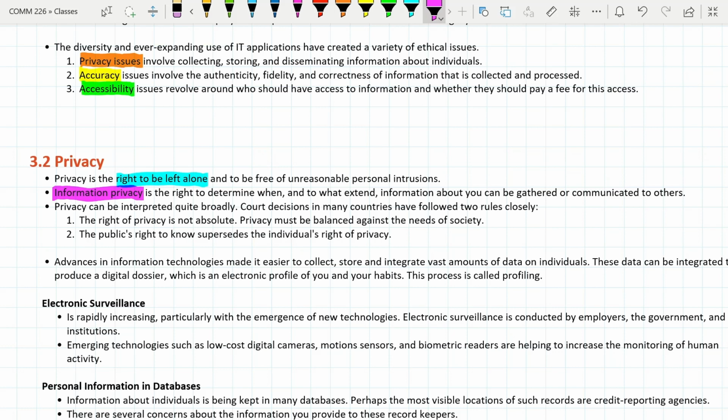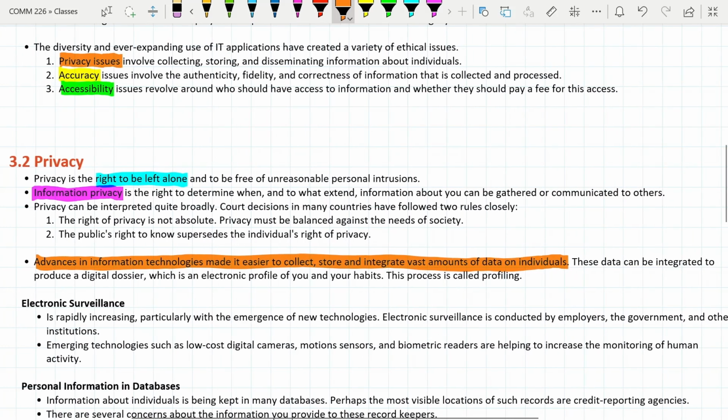Advances in information technologies have made it easier to collect, store, and integrate vast amounts of data on individuals. That's an important one. These data can be integrated to produce a digital dossier, which is an electronic profile of you and your habits. This process is called profiling.